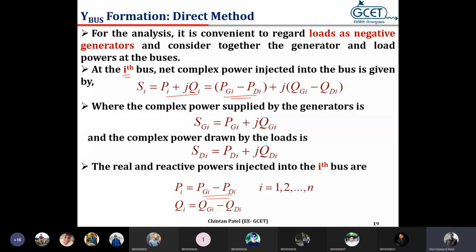Okay, so this is how, between two buses, if there is one transmission line, the power flow will be decided. So between two buses, the power will flow from the excess power node to the power deficient node.